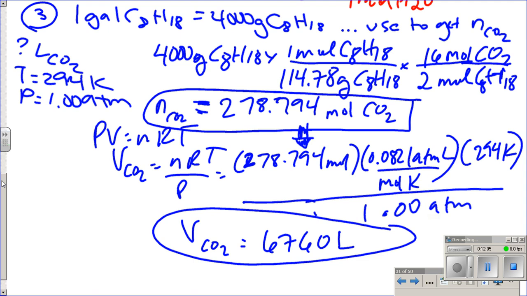If you're stuck on 3, make sure that you realize you're given octane, which is a liquid, but you have the power and the knowledge to get liquid octane over to moles of CO2 because you know how to do stoichiometry. So using your balanced chemical equation, you find these ratios.